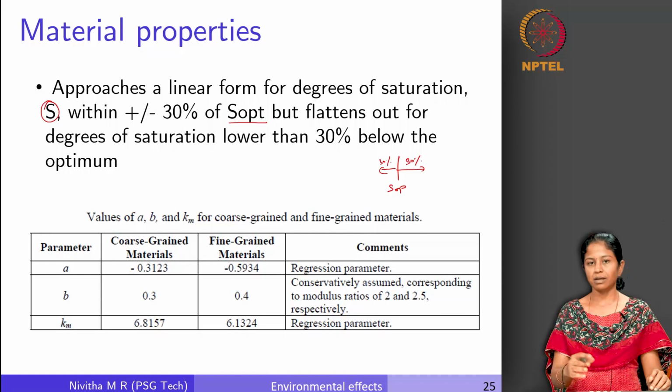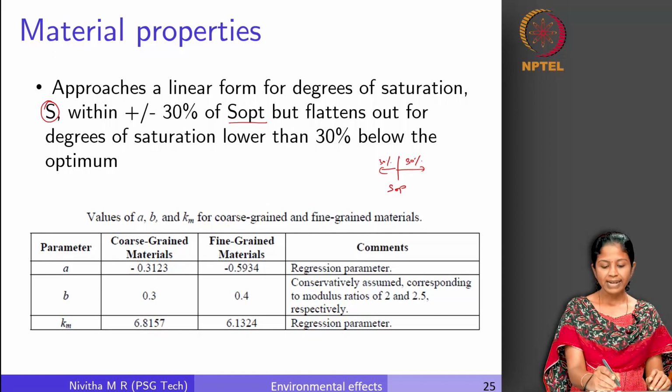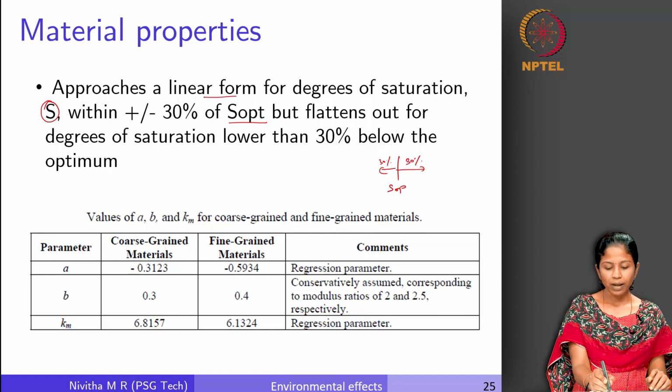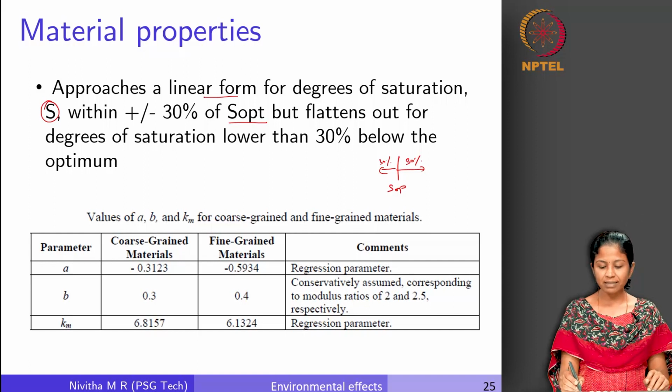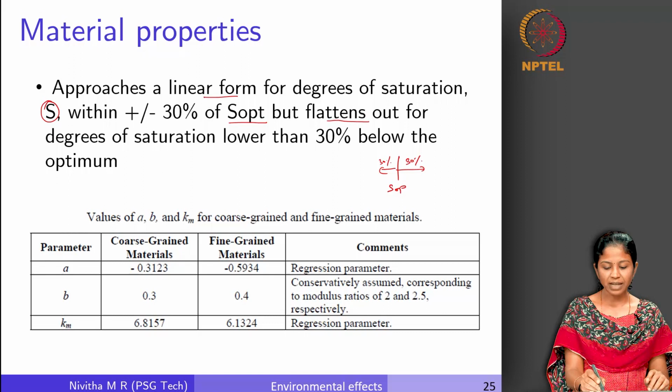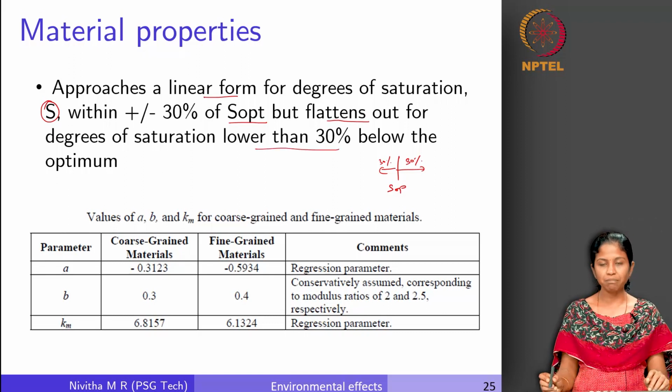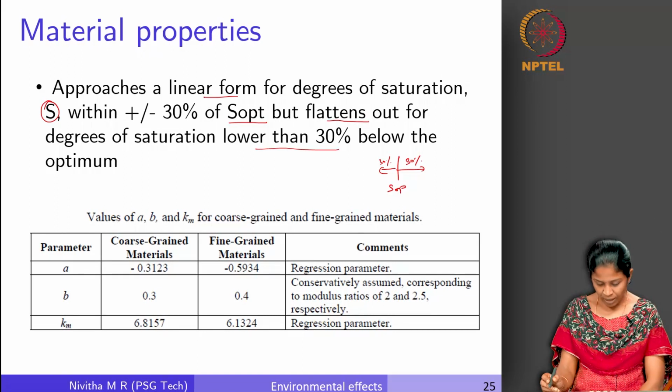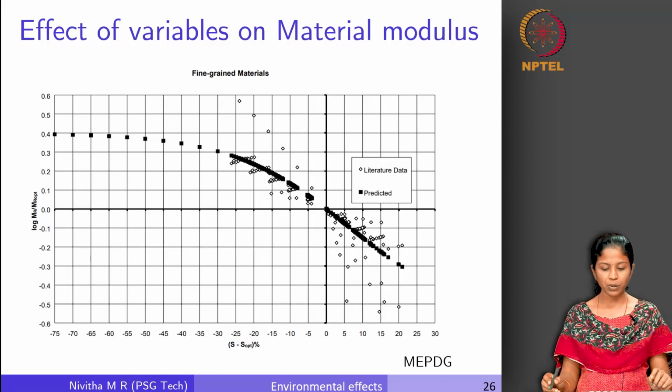Okay. It is 30% on either side, it has a linear form. But if it is less than 30%, it flattens out, that is for degrees of saturation which is lower than 30% below the optimum value. If you look at this graph, you will be able to understand.